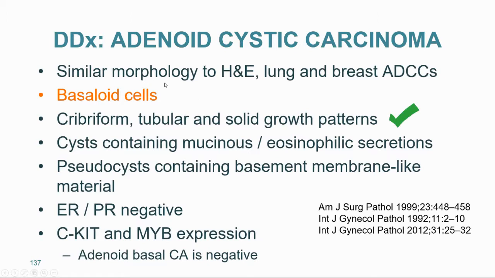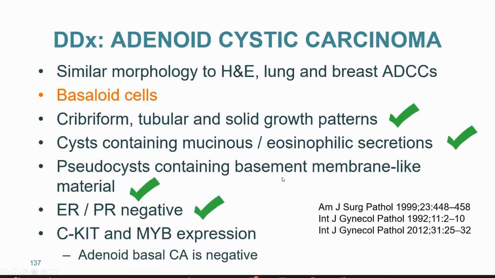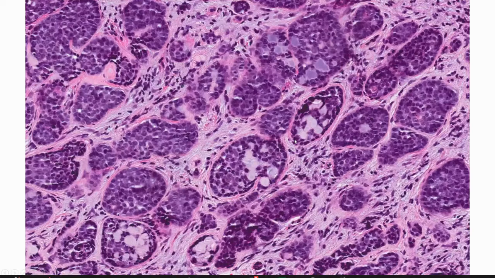They have similar morphology to the adenocystic carcinomas that we see in other anatomic locations. They're going to be basaloid, but they have the typical cribriform, tubular, or solid growth patterns that we see in adenocystic carcinomas. The cystic areas contain mucinous or eosinophilic secretions, and the pseudocystic areas contain basement membrane-like material. These lesions are negative for hormone receptor, and at least in other areas have been demonstrated to have c-KIT expression and MYB expression, which correlates with the typical mutations that we see in the head and neck region.